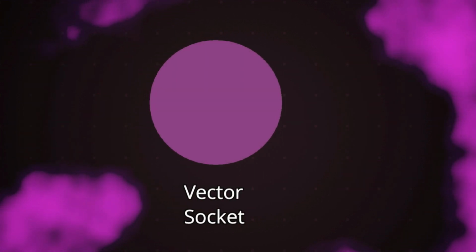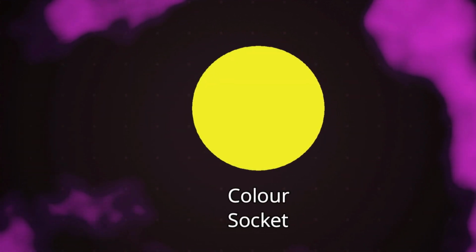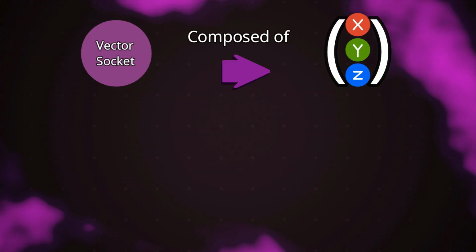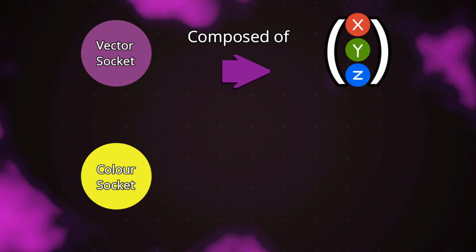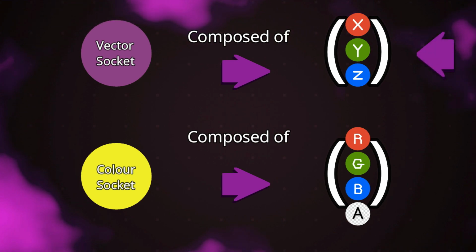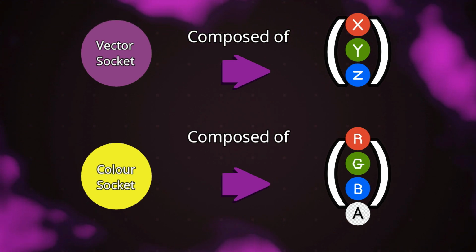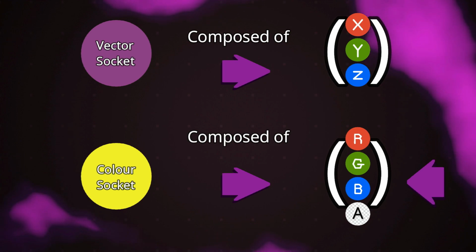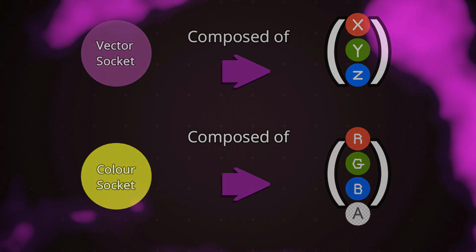So, that's the vector socket. But what about the color socket? Does this have anything to do with vectors? Well, yes it does. Unlike the vector sockets in Blender, all color sockets are actually 4D vectors. This means that instead of having 3 numbers in the box, like for a vector socket, the color contains 4 values. These are represented with red, green, blue, and alpha.